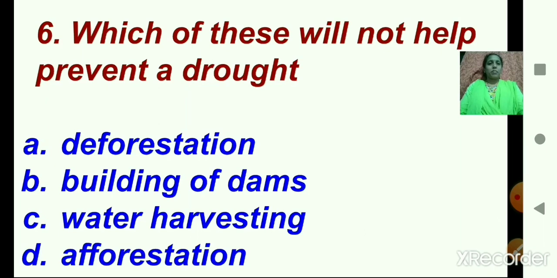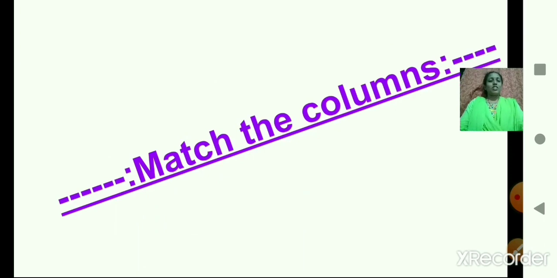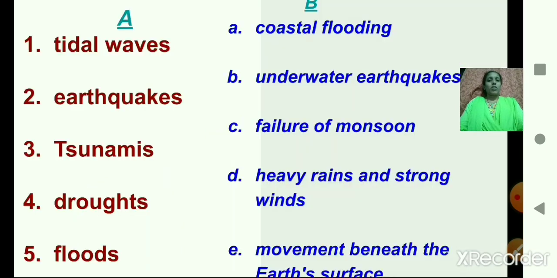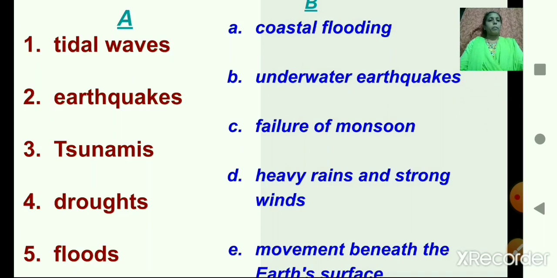Now let us do something different apart from the textbook. Are you all ready? Now let us solve match the columns. So here we have column A and column B. You all are aware that you need to match column A with column B with the correct answers. First of all, let us read column A. Number 1, tidal waves. 2, earthquakes. 3, tsunamis. 4, droughts. 5, floods. Column B. A, coastal flooding. B, underwater earthquakes. C, failure of monsoon. D, heavy rains and strong winds. And E, movement beneath the earth's surface.